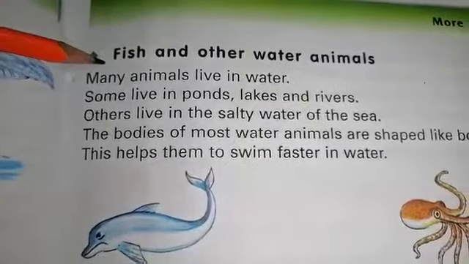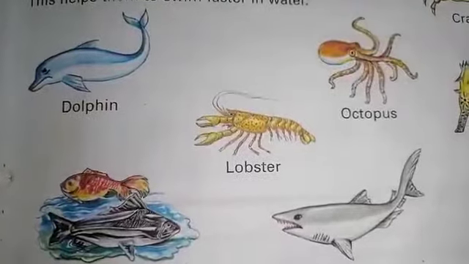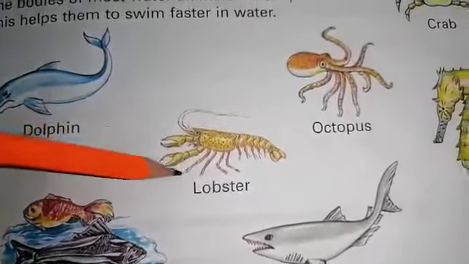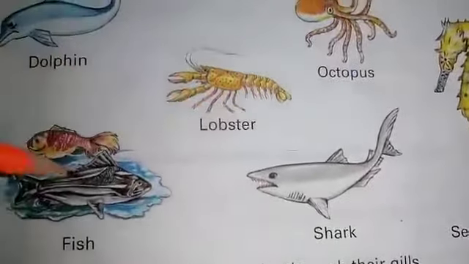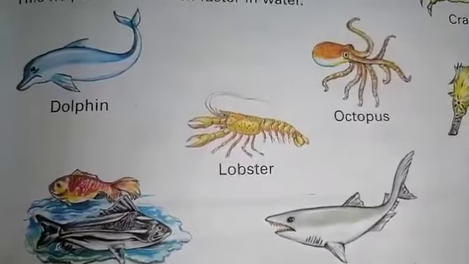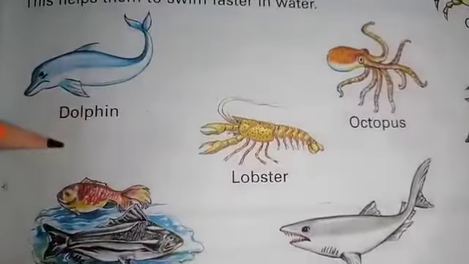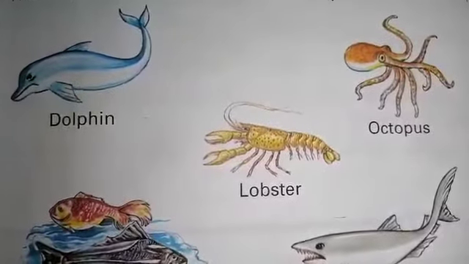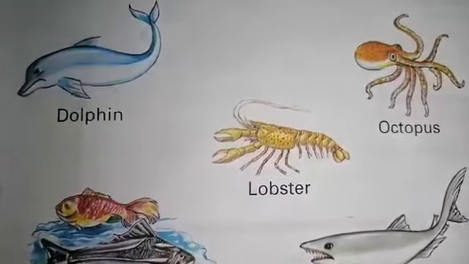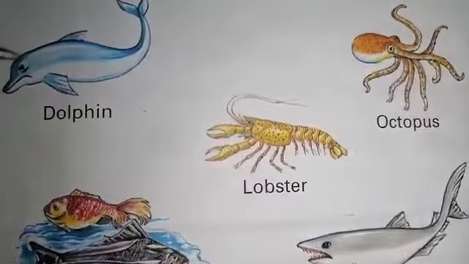Thirdly, we will discuss fish and other water animals. So these are different water animals like dolphin, lobster, octopus, crab, seahorse, shark, and fishes. Many animals live in water. But these animals live in different types of water like ponds, lakes, rivers, etc., while others live in the salty water of the sea.